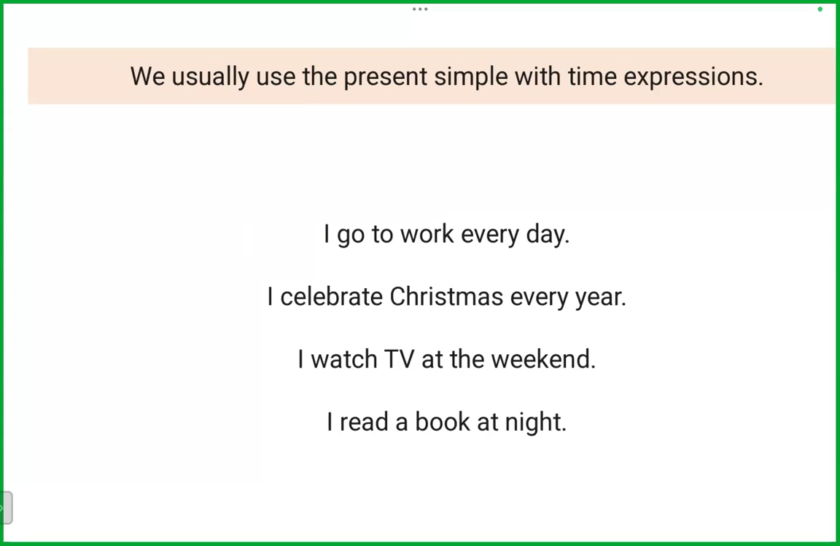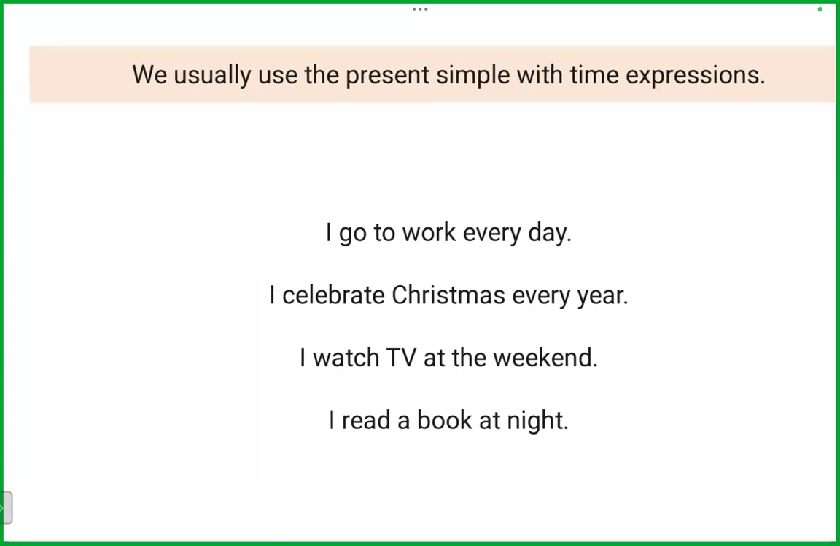I go to work every day. I celebrate Christmas every year. I watch TV at the weekend. I read a book at night. Thank you very much. That's correct.